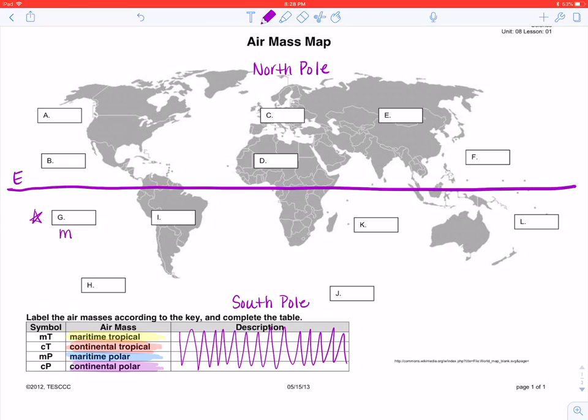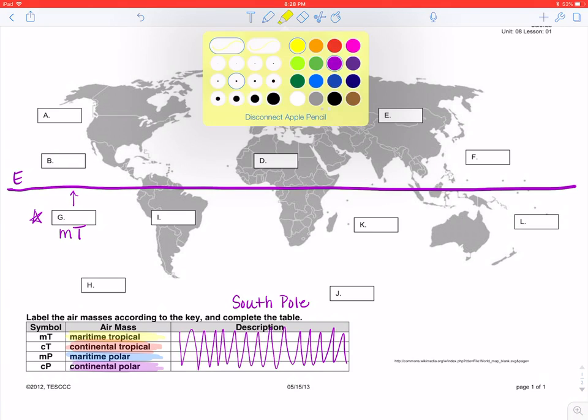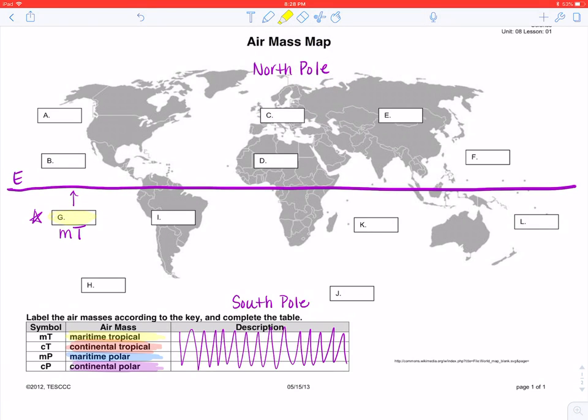Okay? The second question I have to ask myself is, is it closer to the equator or closer to the poles? I can tell that this is closer to the equator, so it's going to be tropical. So my color for maritime tropical is yellow. So I'm going to take my yellow color and I'm just going to color the box yellow.